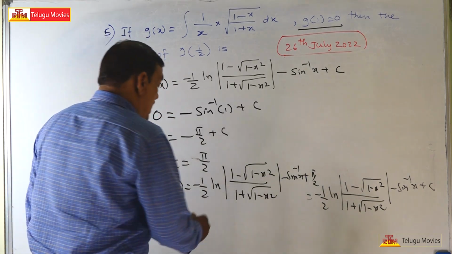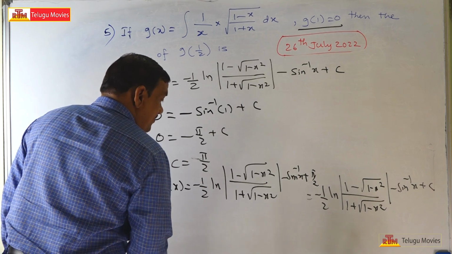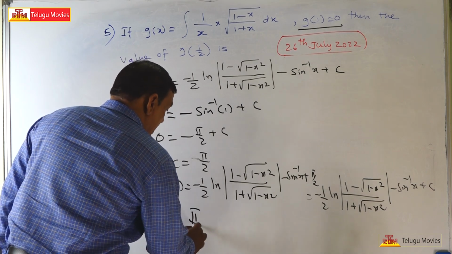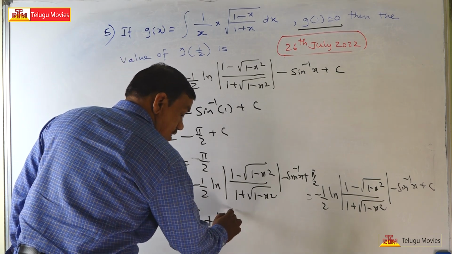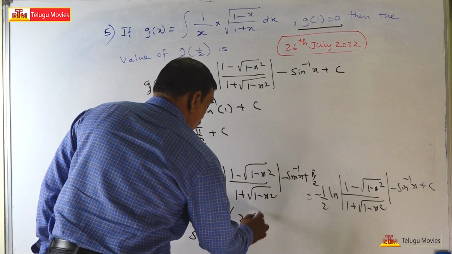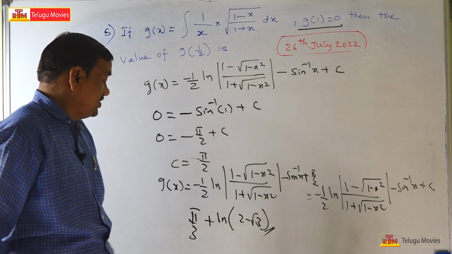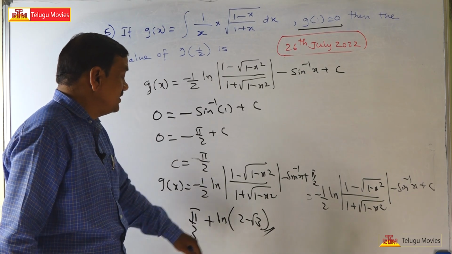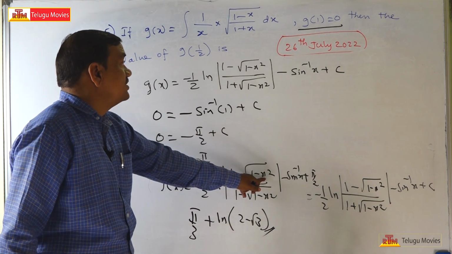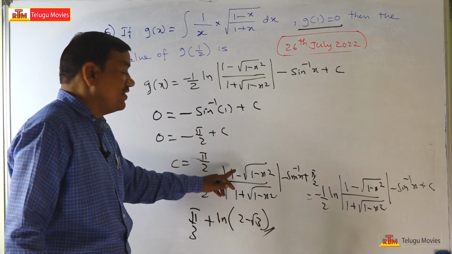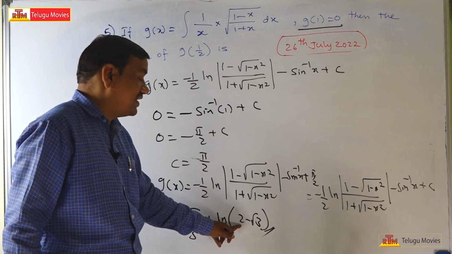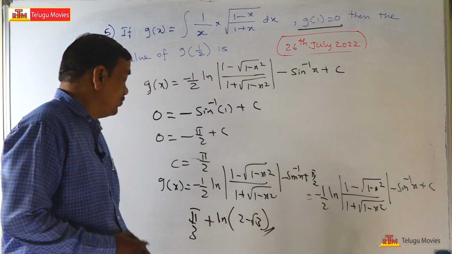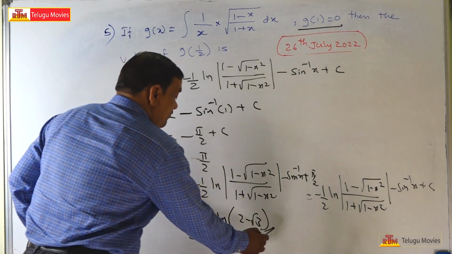So, if you calculate this, you will get the final answer as pi by 3 plus ln of 2 minus root 3. So, there you will get 60, that is pi by 3, plus if you substitute x is equal to 1 by 2 here, somewhere you will get it upside down, you will rationalize that, you will get 2 minus root 3. So, this is your final answer.